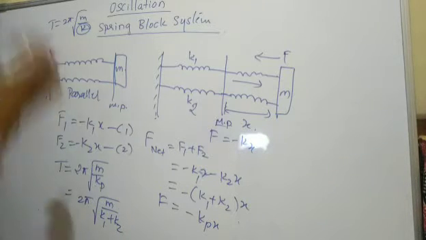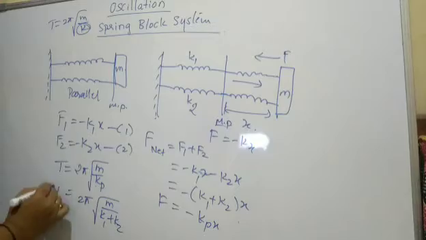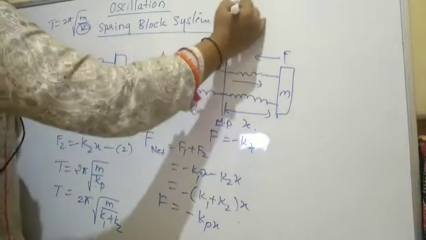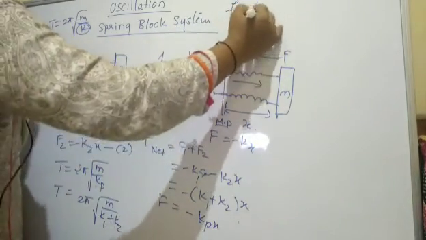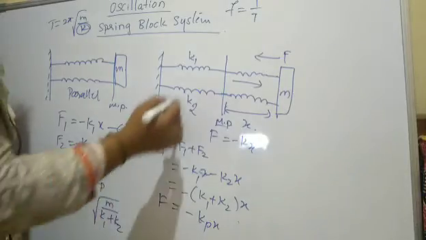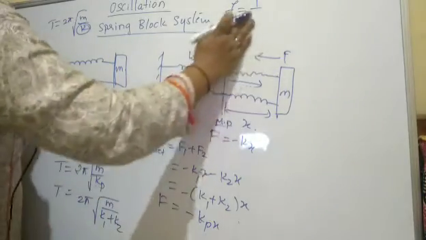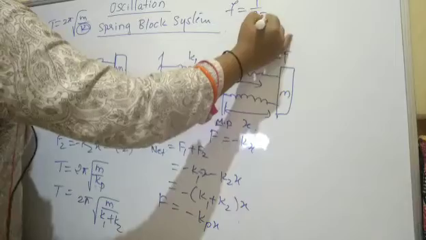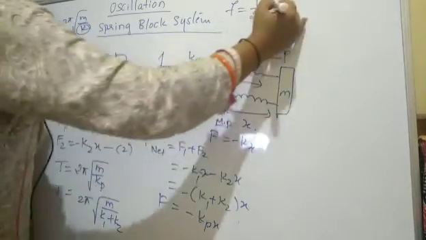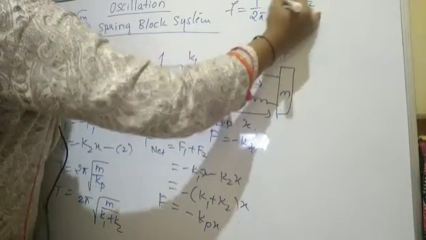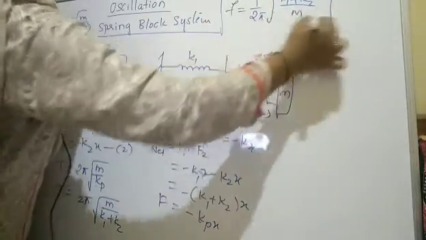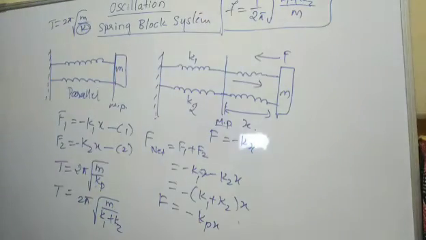So k1 plus k2, that means this is the time period. If you go ahead with the frequency, what is happening here? 1 by T means nothing but 1 by 2 pi root of (k1 plus k2) divided by m. So this is the frequency, and the time period, both will experience the same simple harmonic motion here.